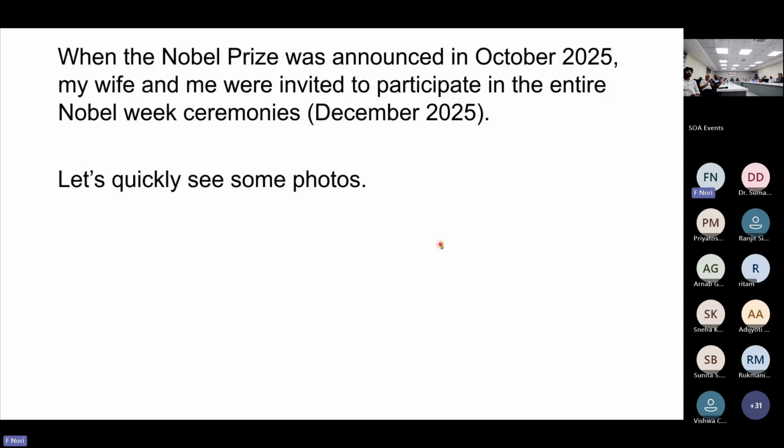Let's quickly see some photos, because people keep asking me all the time, can you show us what is going on at the Nobel Week? So I'll do a quick overview here, because that's what people keep asking me. He was the advisor at the time, the postdoc at the time, and the graduate student at the time. And that was in the early to mid 1980s. That was a long time ago.